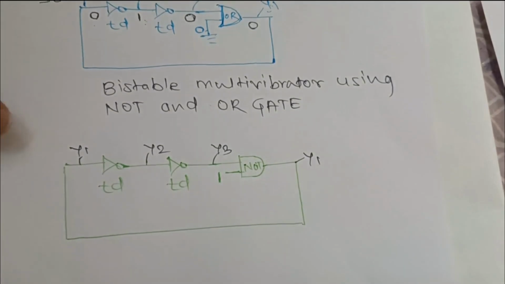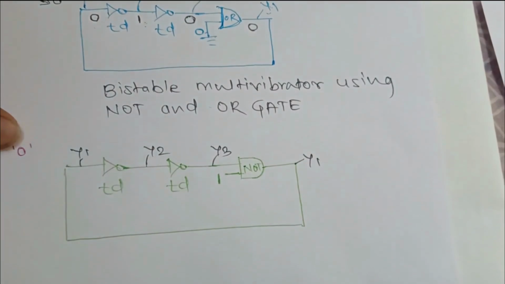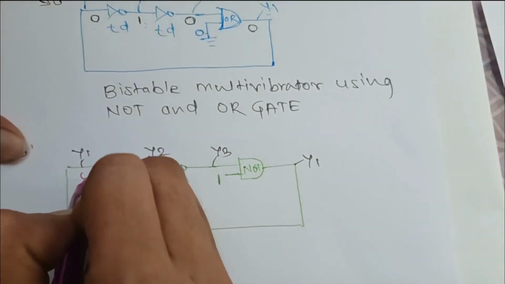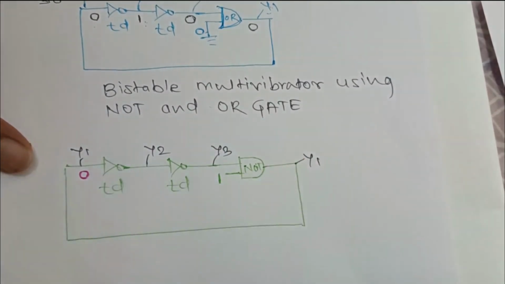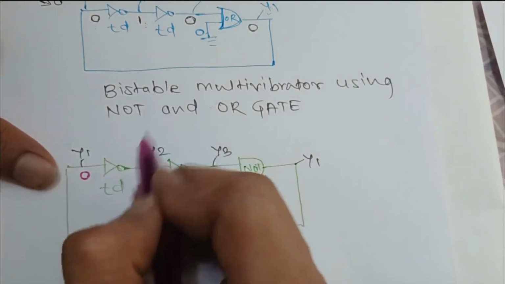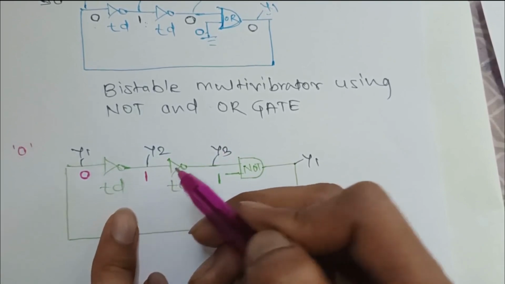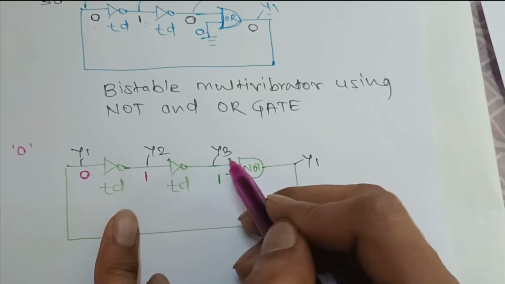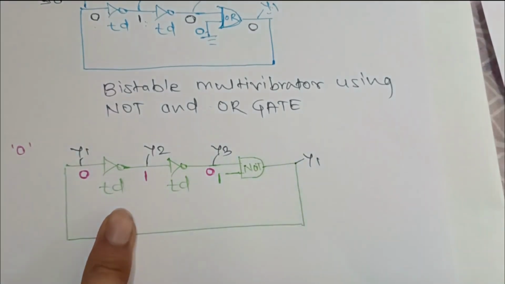Initially, suppose 0 is given, and we leave the circuit to do its work on its own. That means y1 is going to be 0. If ultimately we get y1 at 0, then it is a bistable multivibrator. That is a concept you should keep in mind. y1 is given as 0. NOT of y1, meaning NOT of 0, is going to be 1. That means y2 is 1. Then NOT of y2 is going to be y3, which is 0, right?